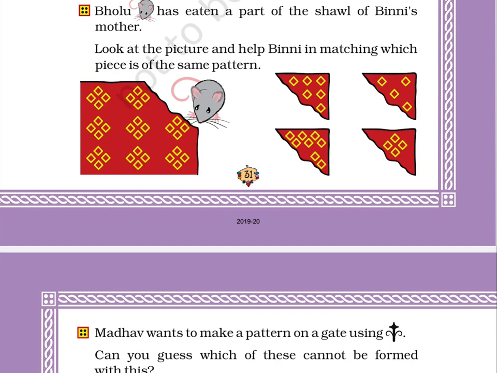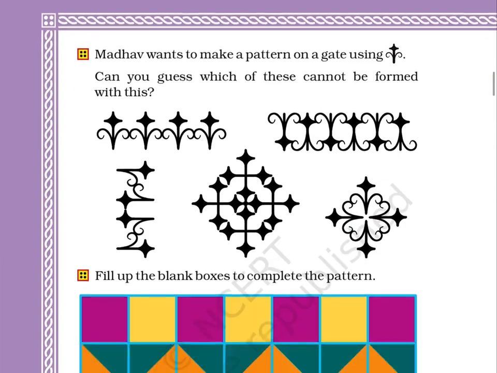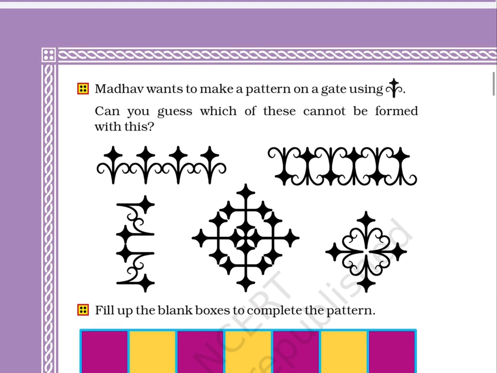Page number 32. This page has questions continued from the previous page. Let's begin reading this page. Question 2. Madhav wants to make a pattern on a gate using an iron rod with curved hands towards the base and square with curved sides at the top. Can you guess which of these cannot be formed with this? The picture shows 5 patterns.